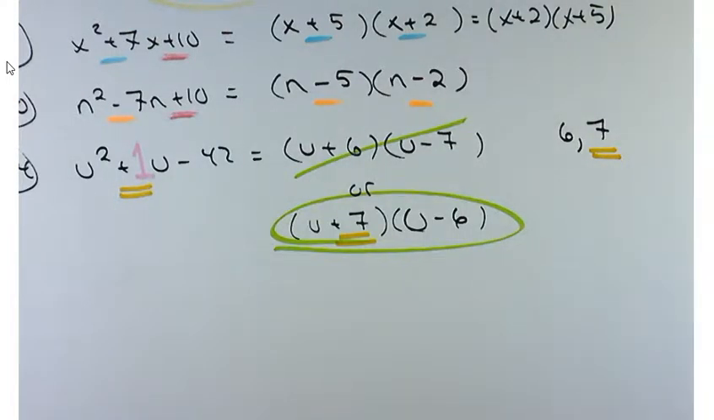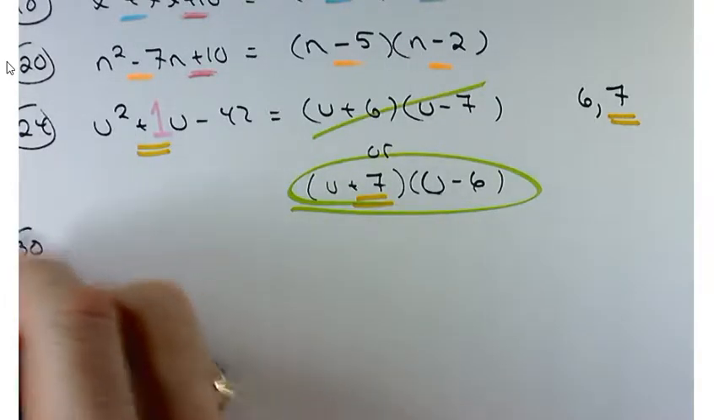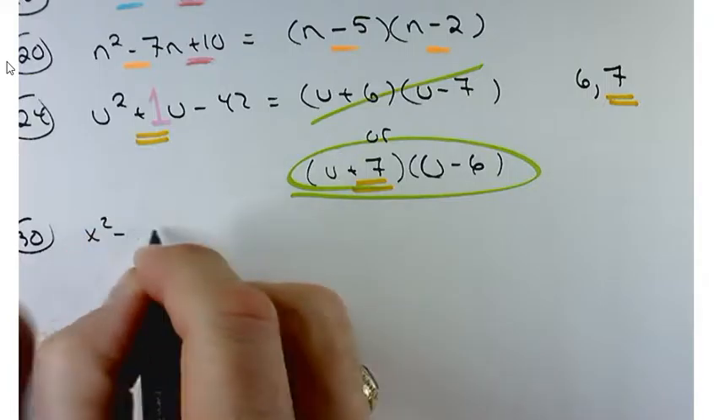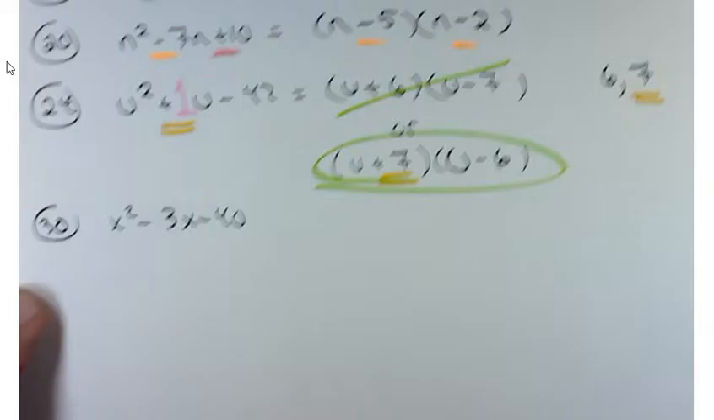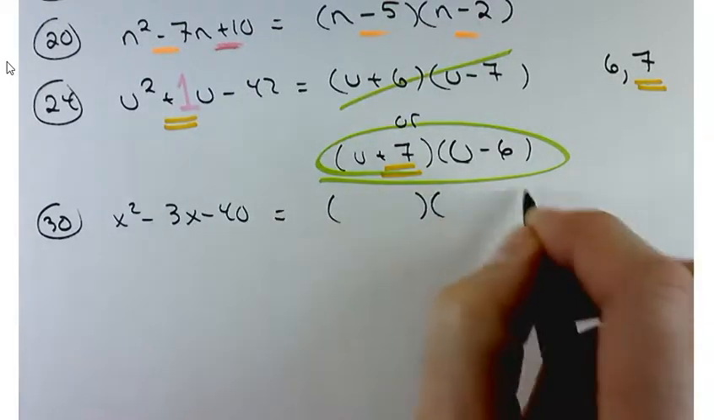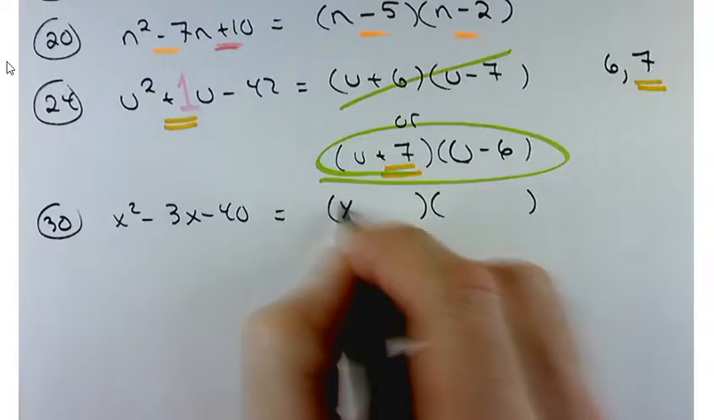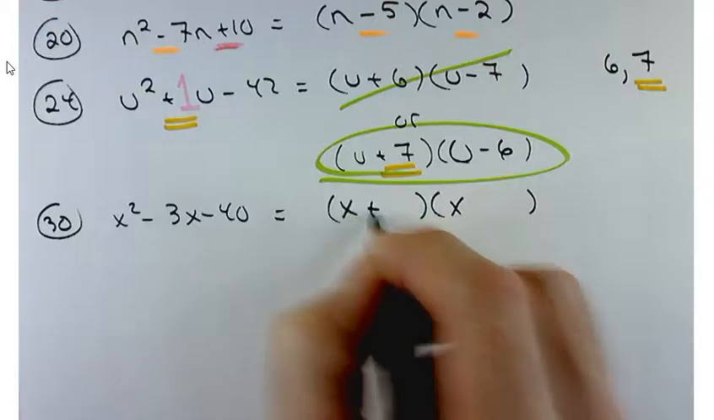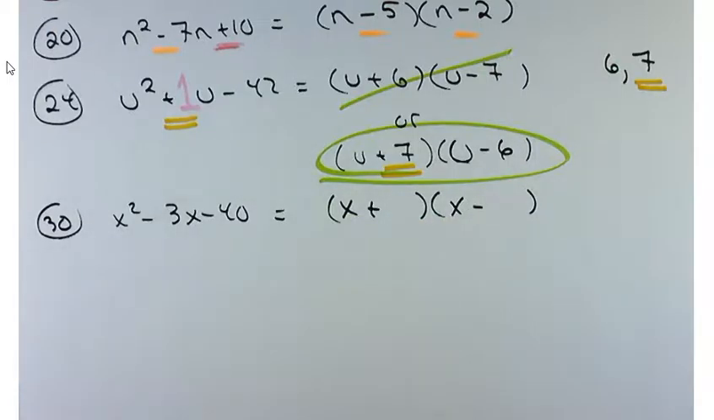Let's try problem number 30. X squared minus 3x minus 40. So again, we're looking for two numbers. One of them is going to be positive and one of them is going to be negative. So x plus something, x minus something. I know that because the sign of that last term is negative. Cool.